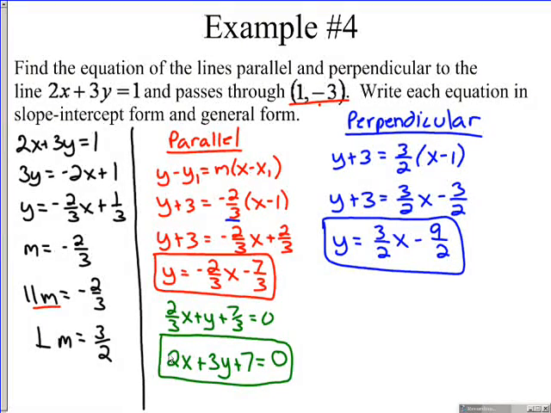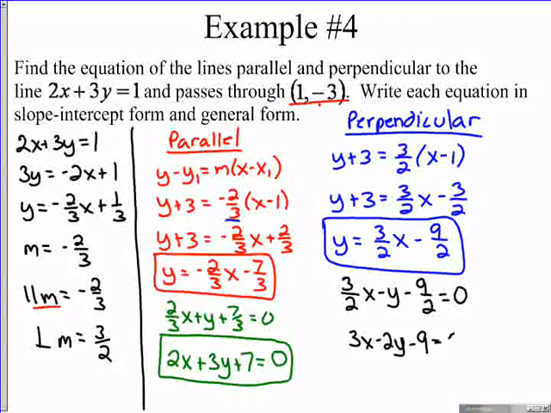We also want to express this in general form. Since the x term is already positive over here, this time I'm going to subtract the y over to the other side. 3/2 x minus y minus 9/2 equals 0. And this time, to clear out the fractions, I need to multiply everything by 2. And we get 3x minus 2y minus 9 equals 0.